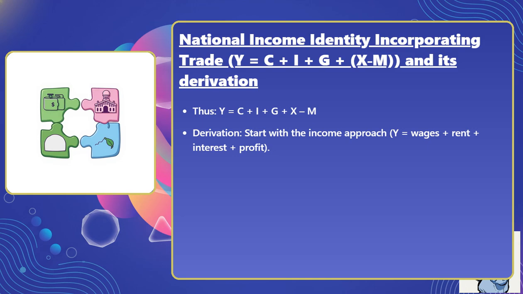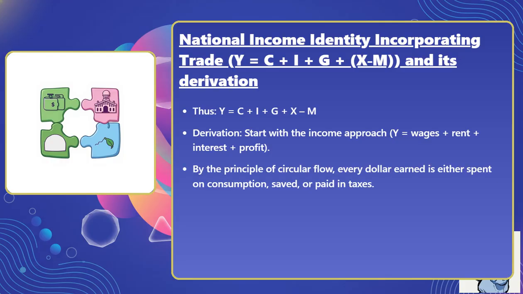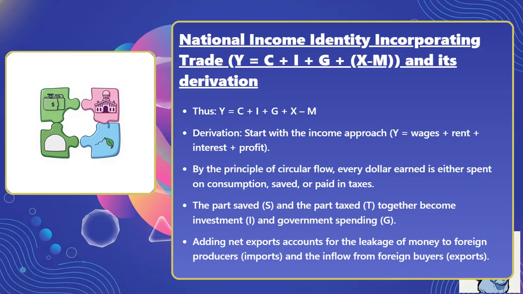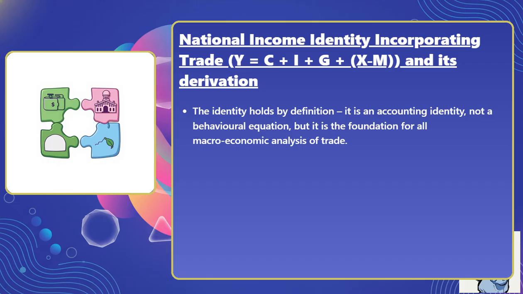Derivation: start with the income approach. Y equals wages plus rent plus interest plus profit. By the principle of circular flow, every dollar earned is either spent on consumption, saved, or paid in taxes. The part saved S and the part taxed T together become investment I and government spending G. Adding net exports accounts for the leakage of money to foreign producers, imports, and the inflow from foreign buyers, exports. The identity holds by definition. It is an accounting identity, not a behavioral equation, but it is the foundation for all macroeconomic analysis of trade.